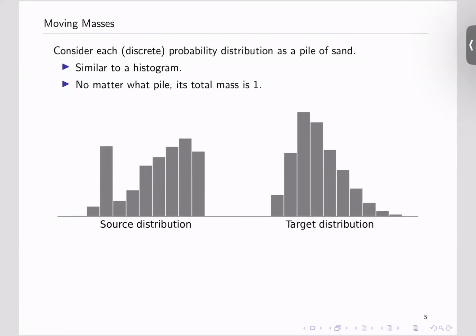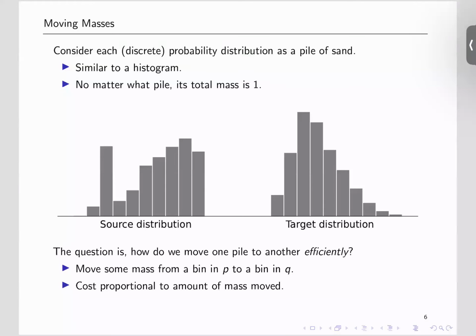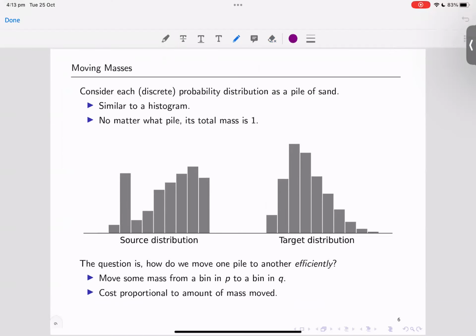And so the question is, let's say if I consider these two distributions as two piles of sand, right? And I want to move the pile on the left to the pile on the right, right? What do I do with it? So I want to move some mass from this bin to this bin, right? I may not want to move all the mass there is in the bin, but I want to move a portion of it. But basically you can see that I can move some mass of one bin to another bin in the other distribution, right? So that's why we called them the source and target distributions, right?